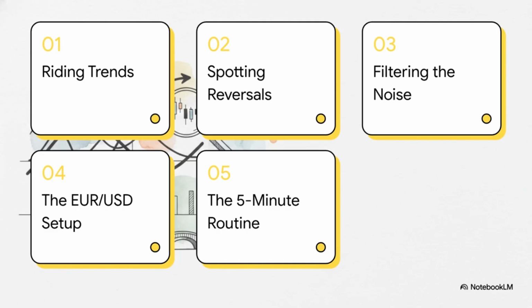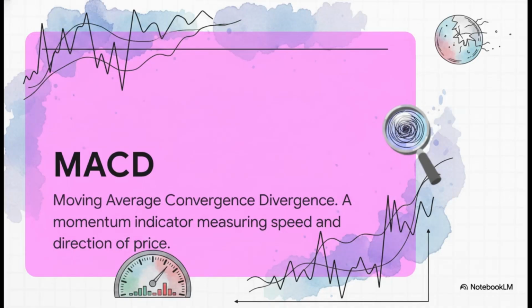So here's our roadmap for today. First, System 1, writing trends. Then, System 2, spotting reversals. System 3, filtering the noise. Then we'll look at the EUR/USD setup and wrap up with the 5-minute routine. Let's dive in. Okay, before we jump into the actual systems, we need to understand our tool, MACD.